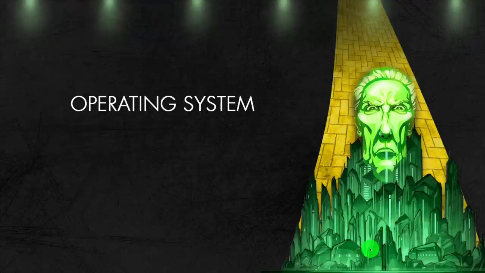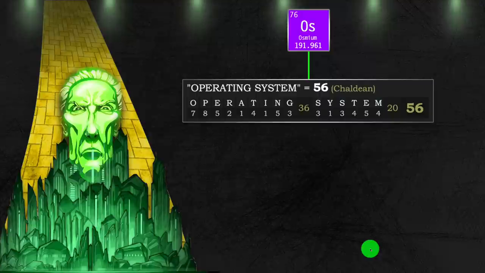So let's get into the operating system, the third topic. It's like, what does this have to do with the Wizard of Oz? Well, the Wizard of Oz is the operating system, or part of it. When you look at this element osmium, obviously there's a match. Osmium is the Oz, the Wizard of Oz, the Emerald City, Kansas. You're starting to see all these things that are undeniable in this ridiculous comical code.